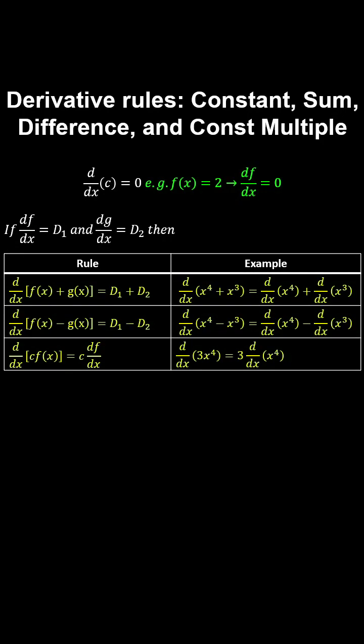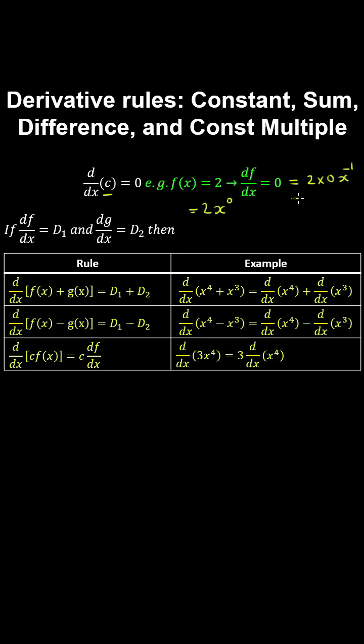Similar to limits, we have derivative rules that can simplify the differentiation of functions. Here we have the derivative of a constant, which is always 0. For example, f of x equals 2 times x to the 0. And then using the power rule, what you do is put down the power and then reduce it by 1.